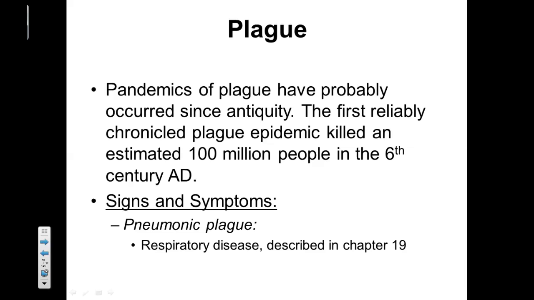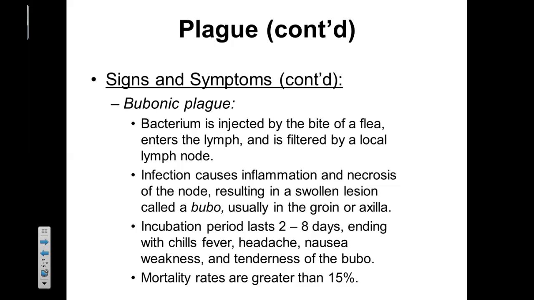There we go. It killed an estimated 100 million people and actually caused the overall world population to decrease during that period of time. The pneumonic plague is a respiratory disease, which we're going to discuss in more detail in chapter 19. However, we have the bubonic plague. This is another form of the same disease.